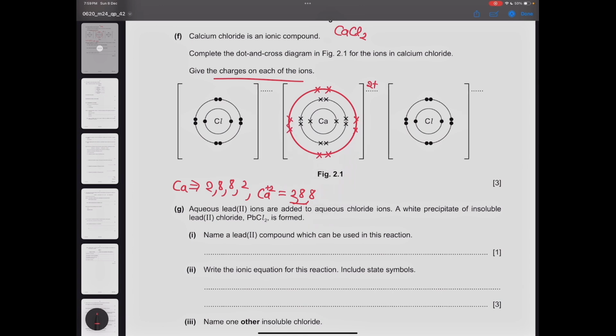Now again, chlorine, the configuration of chlorine is 2,8,7, but once it gains 1 electron, it becomes 2,8,8. Right? It's an ionic compound. Calcium must be losing electron, and chlorine must be gaining electron, right? So each chlorine will gain 1 electron each because they only need 1 electron each for stability.